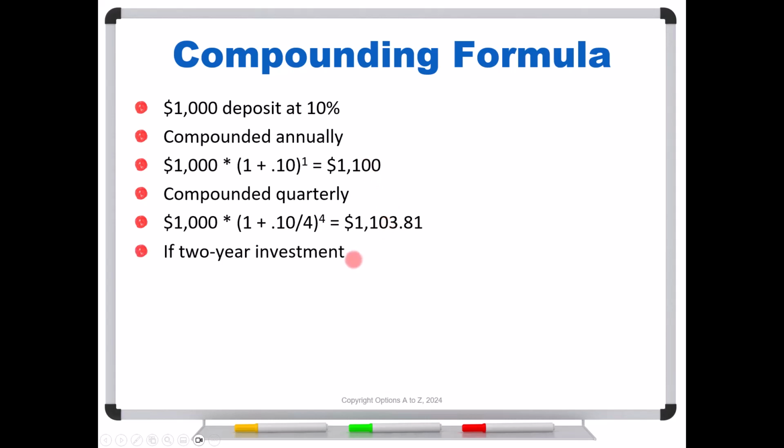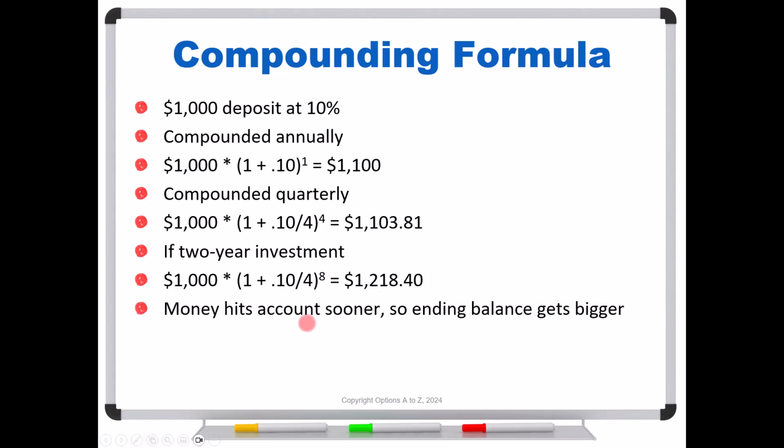Now, if it's a 2-year investment, the formula would look like this. We take our $1,000 deposit times 1 plus the interest rate, 10%, divided by 4, but there's now 8 payment periods. And so that's going to be 1218.40. So the thing to notice with the compounding, that if the bank is using higher frequencies for compounding periods, in other words, quarterly or monthly or daily, yes, the money hits the account sooner, so the ending balance gets bigger, but there is a limit. And that's because what's called the periodic interest rate is also getting smaller.